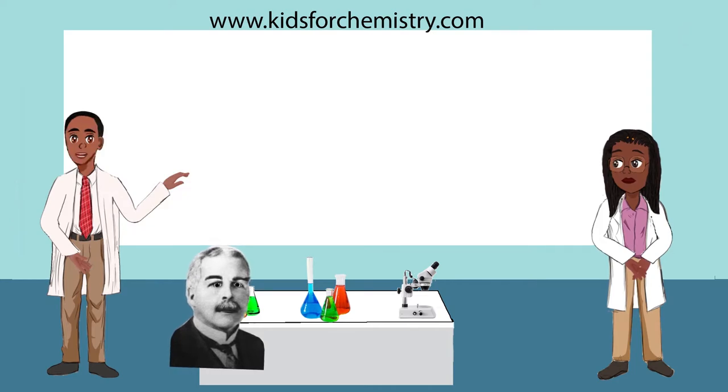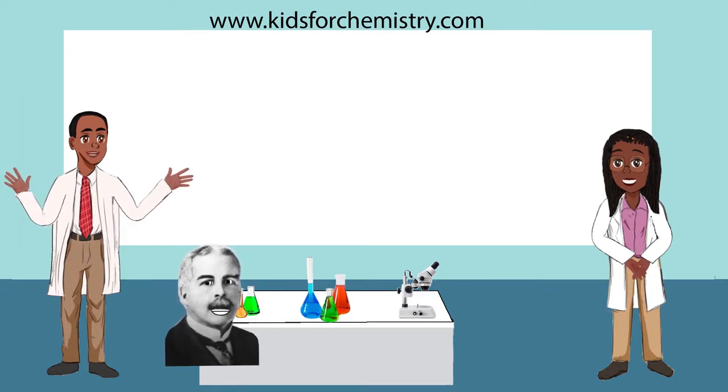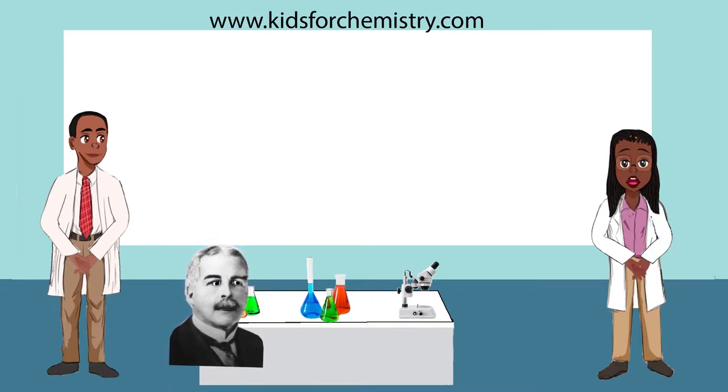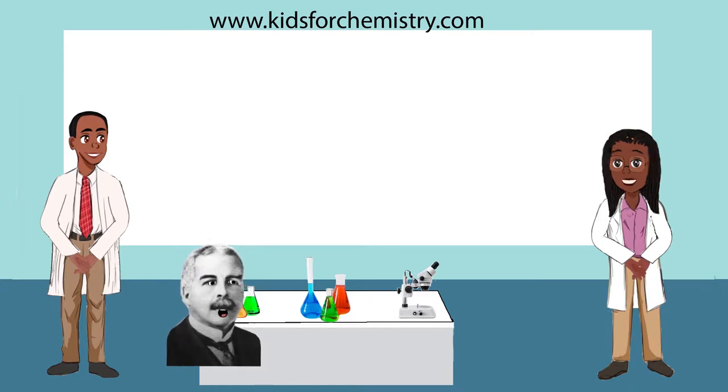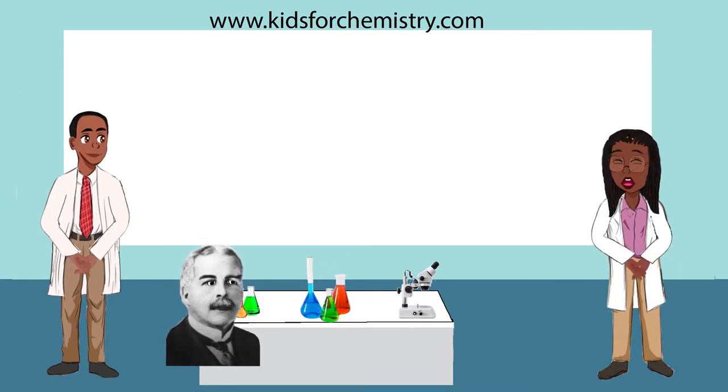That's right, Mr. Lewis. Our diagrams are powerful visuals that allow students to learn chemistry much easier. You don't have to call me Mr. Lewis. You can just call me Gilbert. Okay, Gilbert. And today, we are going to compare our Kids for Chemistry diagrams to your Lewis dot diagrams. Oh, really? I created the Lewis diagram so that people would be able to see the valence electrons of an atom that are available for chemical bonding. Could you explain how Lewis diagrams work?